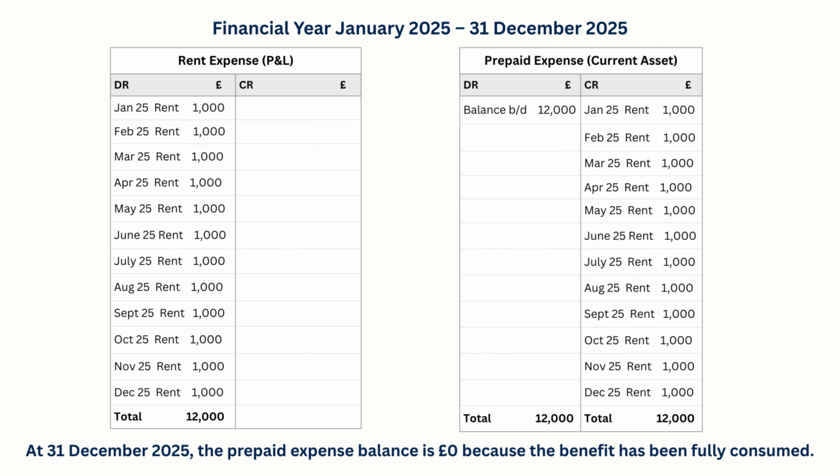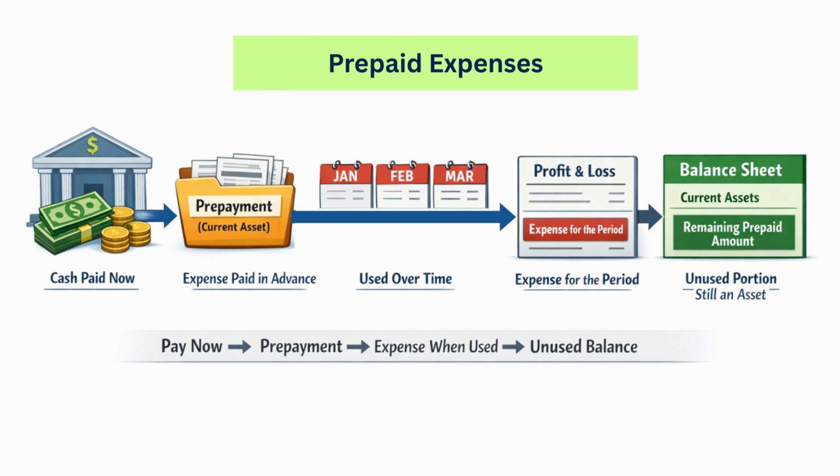By the end of December 2025, the total rent expense recognised in the profit and loss account is £12,000. The prepaid expense account in the balance sheet is £0 because the full benefit has now been used. Let's recap the key points about prepayments.